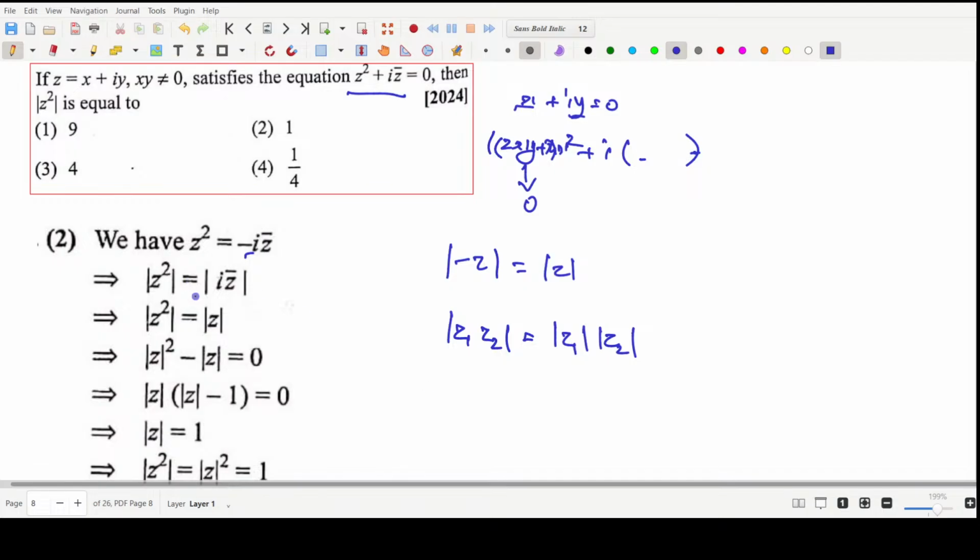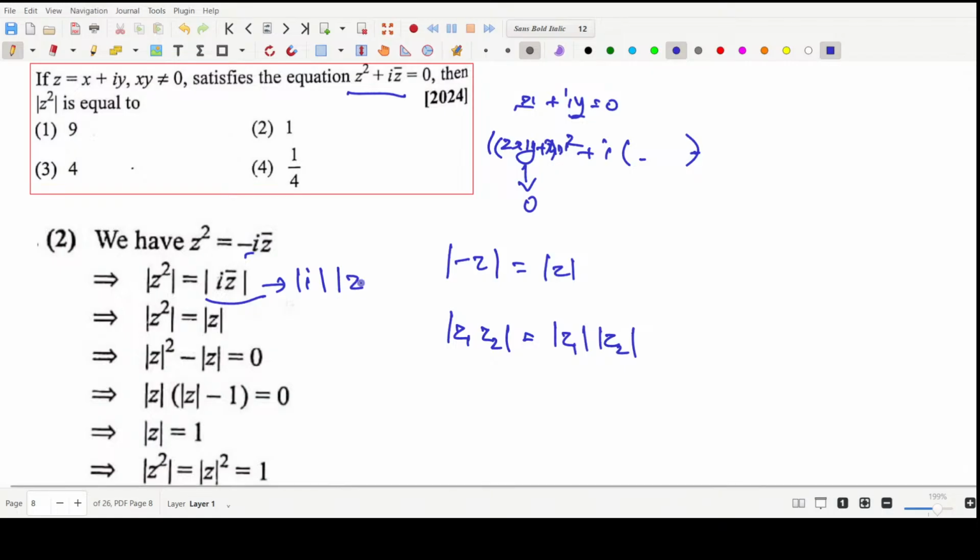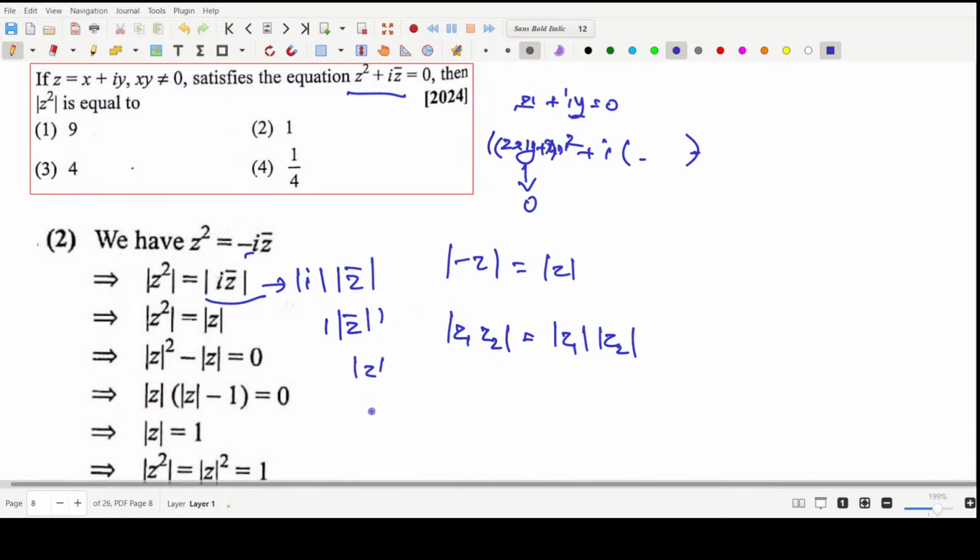So what does that mean? This means mod i into mod z complement. Mod i is anyway 1. This means 1 into z complement. But mod of z equals mod of z complement. That means this is equal to mod z. Ultimately, we have got this one. And we also know mod of z1 z2, that means mod of z into z should be equal to mod z into mod z, which is equal to mod z whole square.